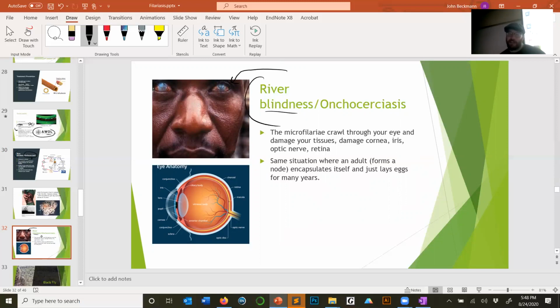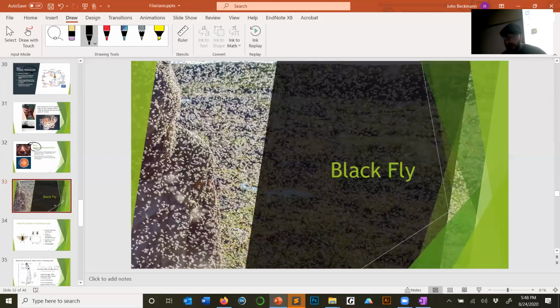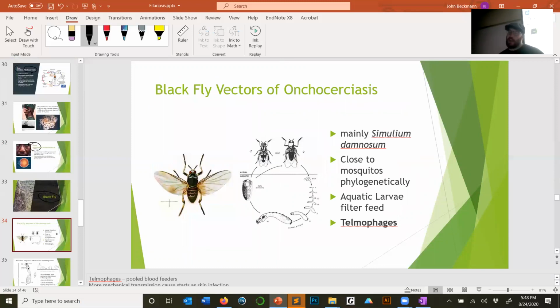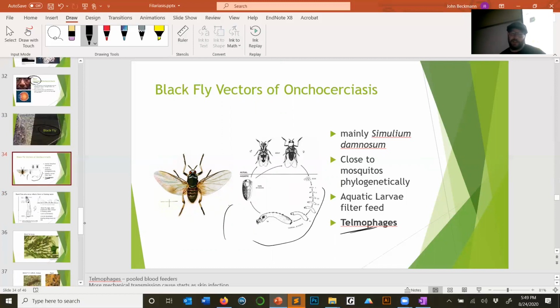The reason it's called river blindness is because it's associated with rivers. What lives in the rivers? Black flies. Black flies are taxonomically similar to mosquitoes. Similar concept in the sense that they're aquatic. They have aquatic larval stages and an aquatic pupal stage. They're telmophages, so they're not like mosquitoes in the sense that they're not solenophages. They're not sucking your blood through a tube that goes into a capillary. They have sharp mouthparts that slash your skin, create a pool of blood that the fly sucks up. And these are the creatures that are spreading onchocerciasis, river blindness.